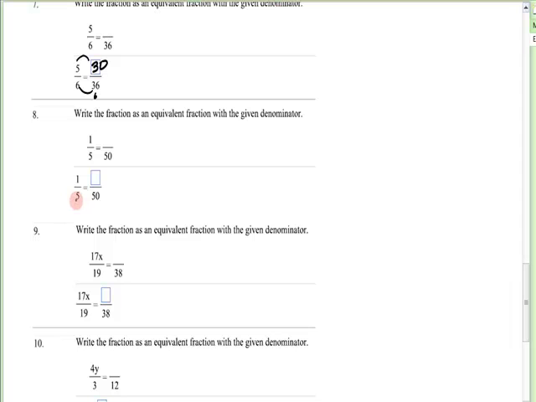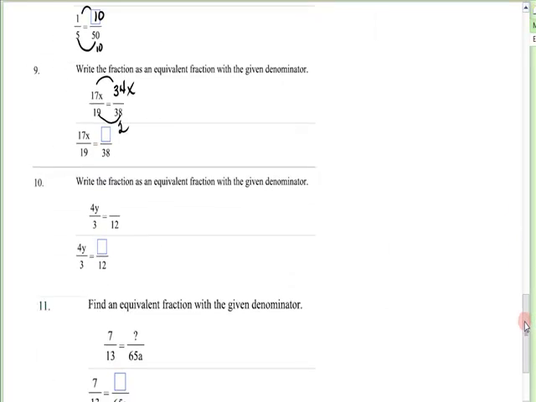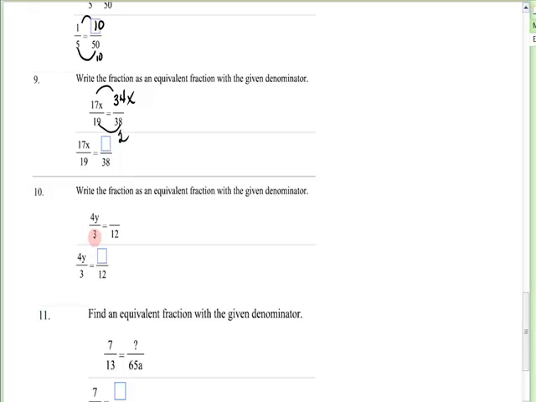Next one, 5 goes into 50 10 times. 10 times 1 is 10. 19 goes into 38 2 times. 2 times 17x is 34x. Don't lose the x. Whoops, sorry. Number 10, 3 goes into 12 4 times. 4 times 4y is 16y.